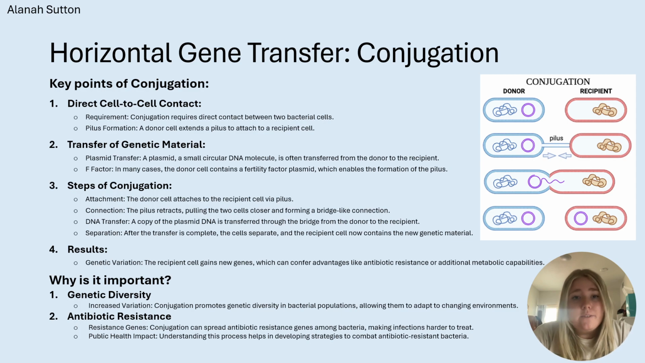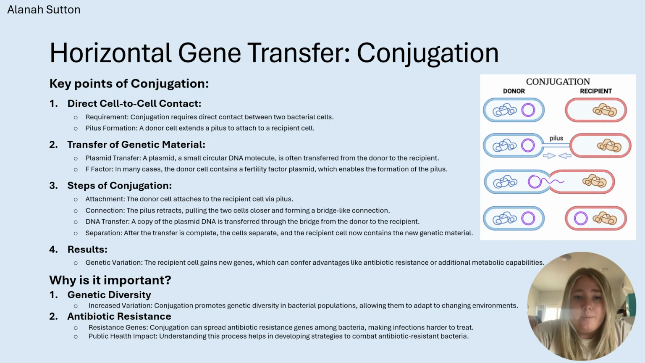The key points of conjugation: it's a direct cell-to-cell contact. Conjugation requires direct contact between two bacterial cells. Pilus formation: a donor cell extends a pilus to attach to a recipient cell. Transfer of genetic material, plasmid transfer: a plasmid, a small circular DNA molecule, is often transferred from the donor to the recipient. F factor: in many cases, the donor cell contains a fertility factor plasmid, which enables the formation of the pilus.